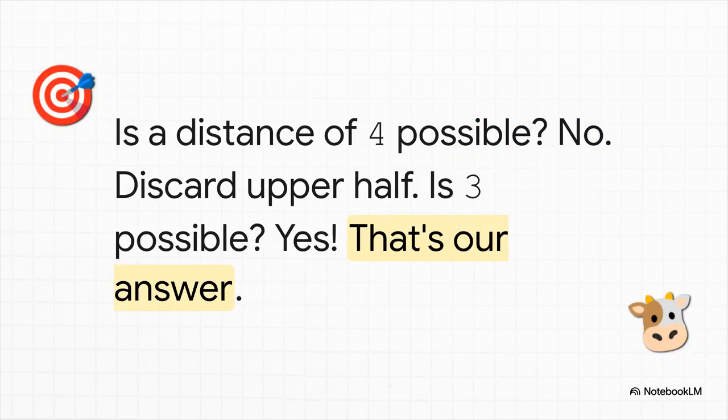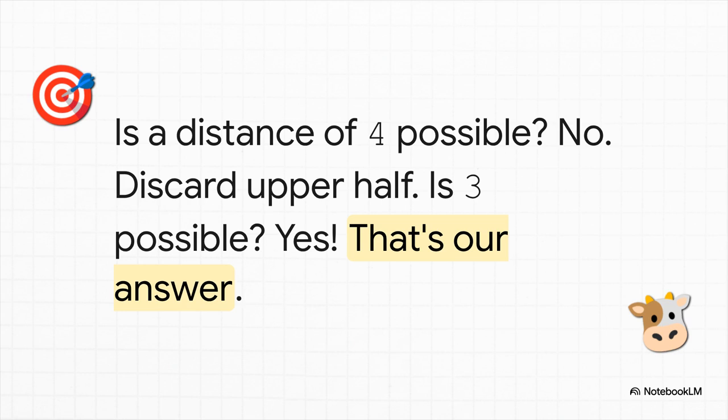So let's try it. Let's pick a midpoint distance of, say, 4. Is it possible to place the cows with at least 4 units of space between them? We run a quick check and nope, can't be done. So what does that tell us? It means 4 is too big, and so is any distance larger than 4. So we discard that entire upper half of possibilities.